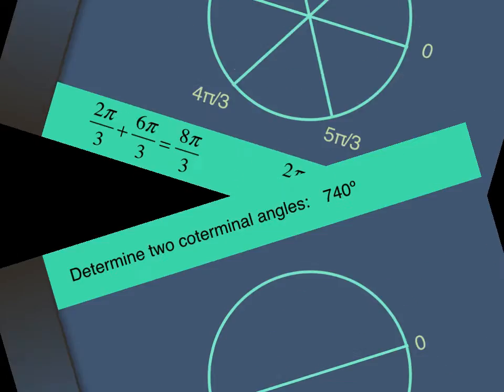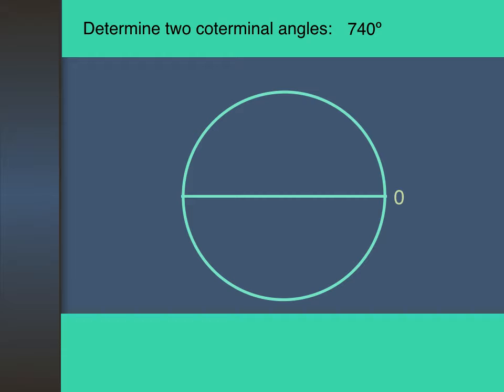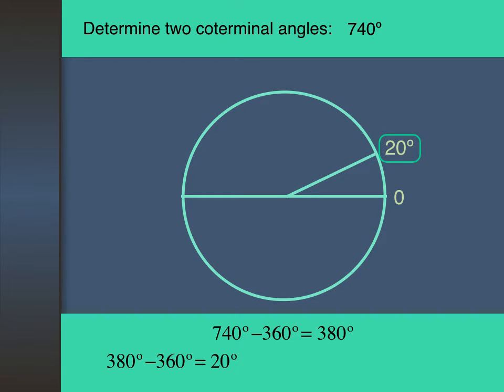Now let's do something similar but with degrees. First of all, 740 degrees, we could subtract 360 right off the bat, and we get 380 degrees. We could subtract another 360 and get 20 degrees. And 20 degrees is right about here. So we know that that's a coterminal angle with the 740 that was given. We could also take 20 and subtract off 360, giving us negative 340. So that would be our negative coterminal angle with 740 degrees.